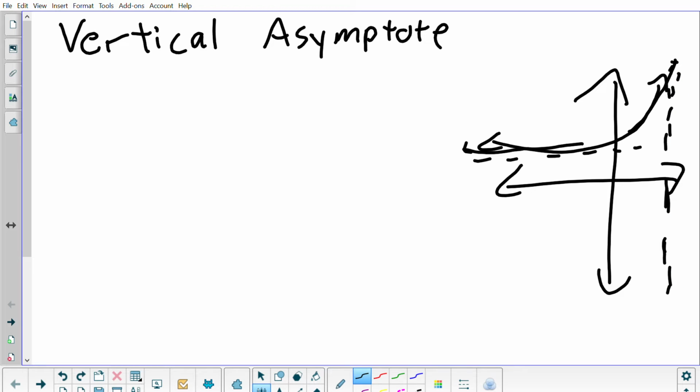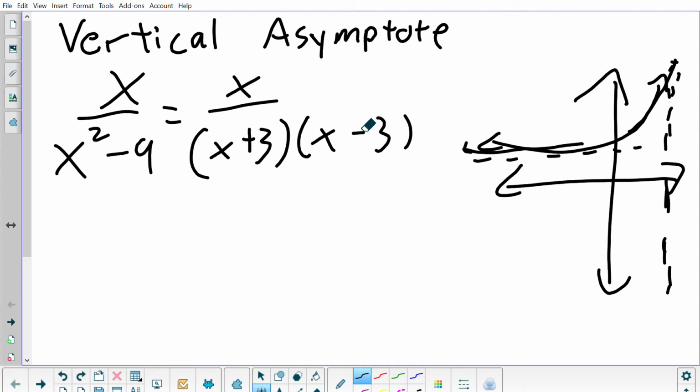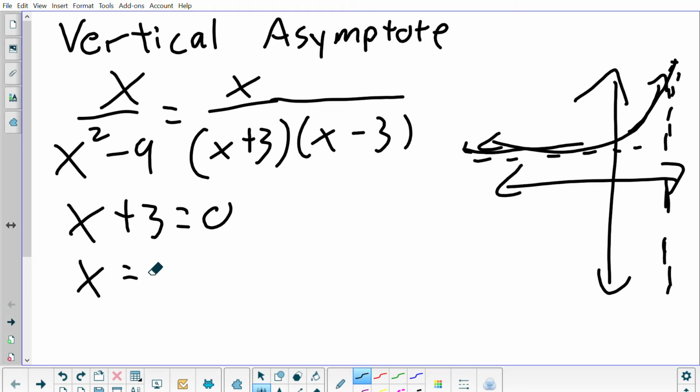So how we find those is, let's say they gave us x over x squared minus 9. The first thing I'm going to do is factor out the bottom the best I can. Because if I were to FOIL this back, I'd get x squared plus 3x minus 3x. Those would cancel, and then 3 times negative 3 gives me negative 9. Then I'm going to set my denominator equal to 0, and then I'm going to solve. So x equals negative 3 and x equals positive 3.